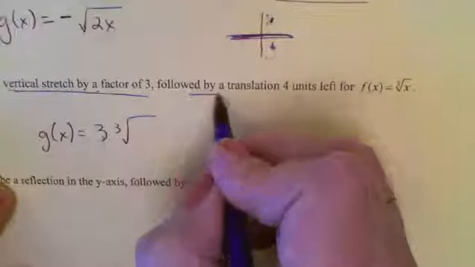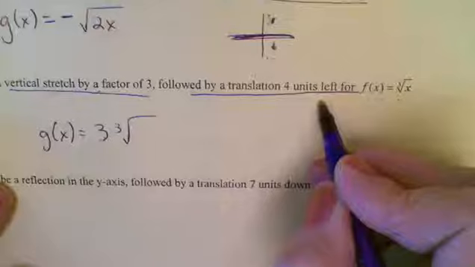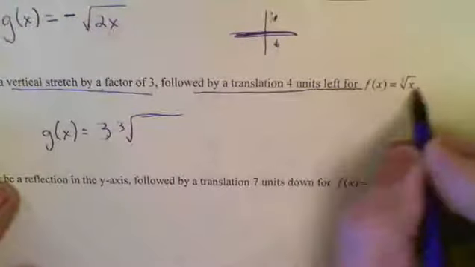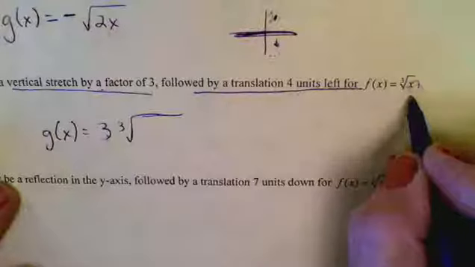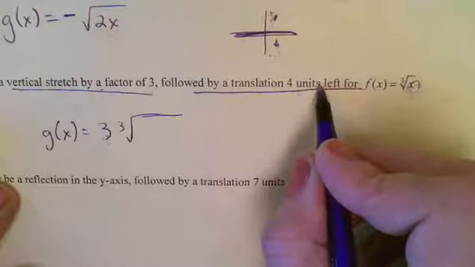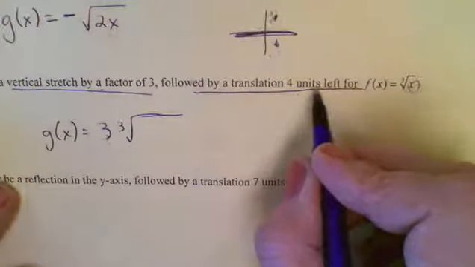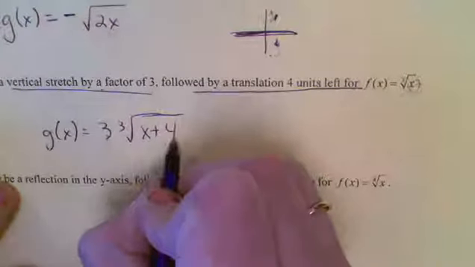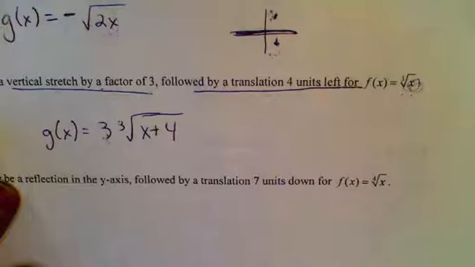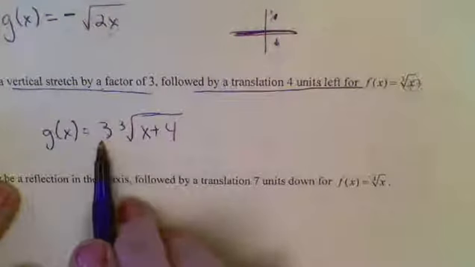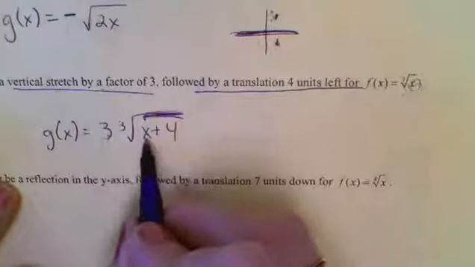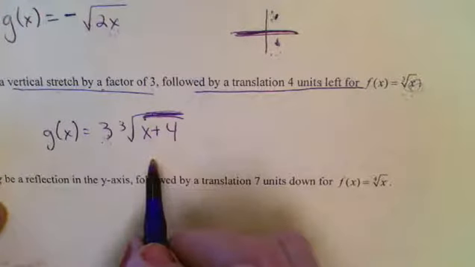This one is followed by a translation of 4 units left. So inside, if it's going left and right, it's affecting the x's. So if I want to go to the left, opposite of what you think, I have to put x plus 4. I want to go 4 to the left. Okay? So this stretches it vertically. This underneath the cube root moves it 4 to the left.